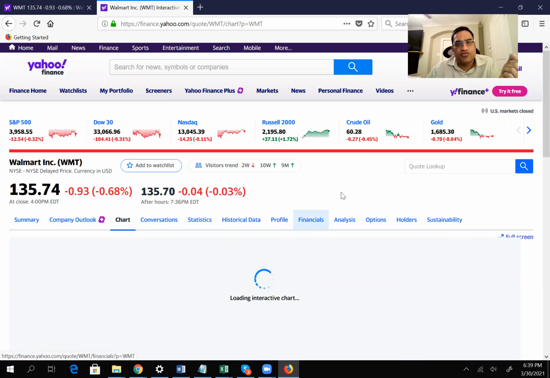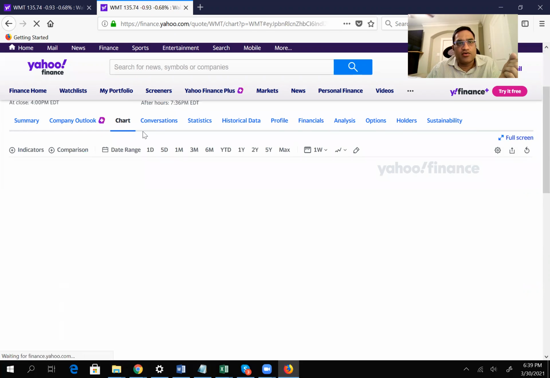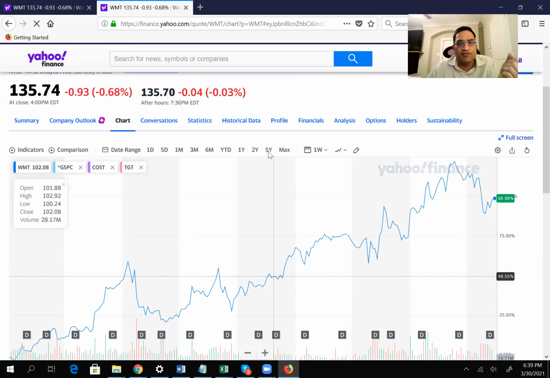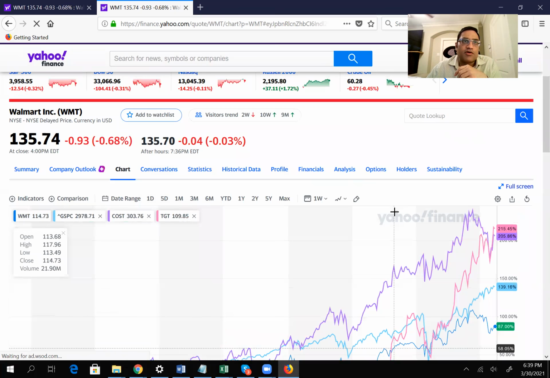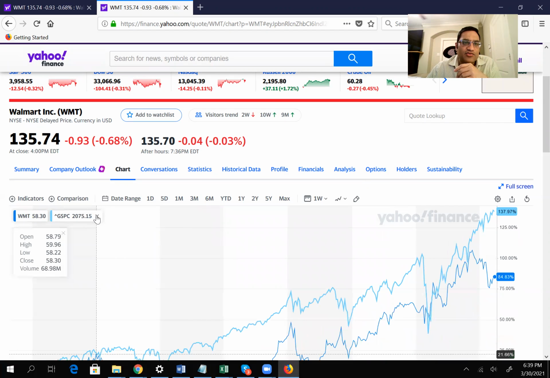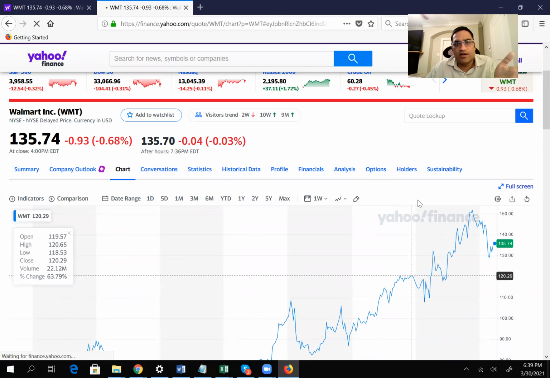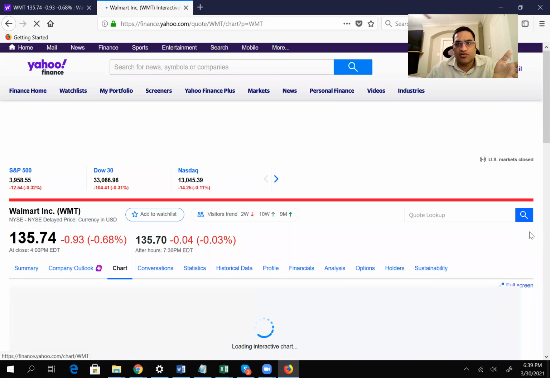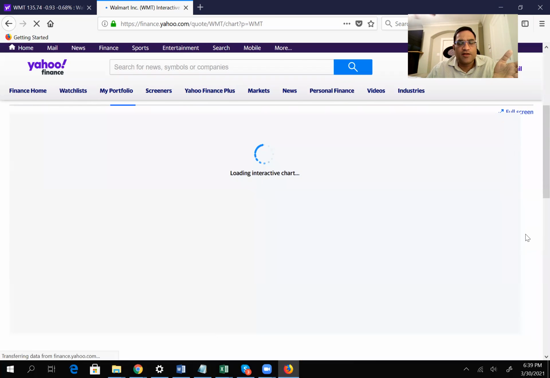And the chart is, again, you click on chart and you click on 5 years. All right, so oh, it actually remembers things, so that's why it is showing up, but I'm just going to delete these just to show you how it can be done. So you have Walmart, make sure that your chart is for 5 years.